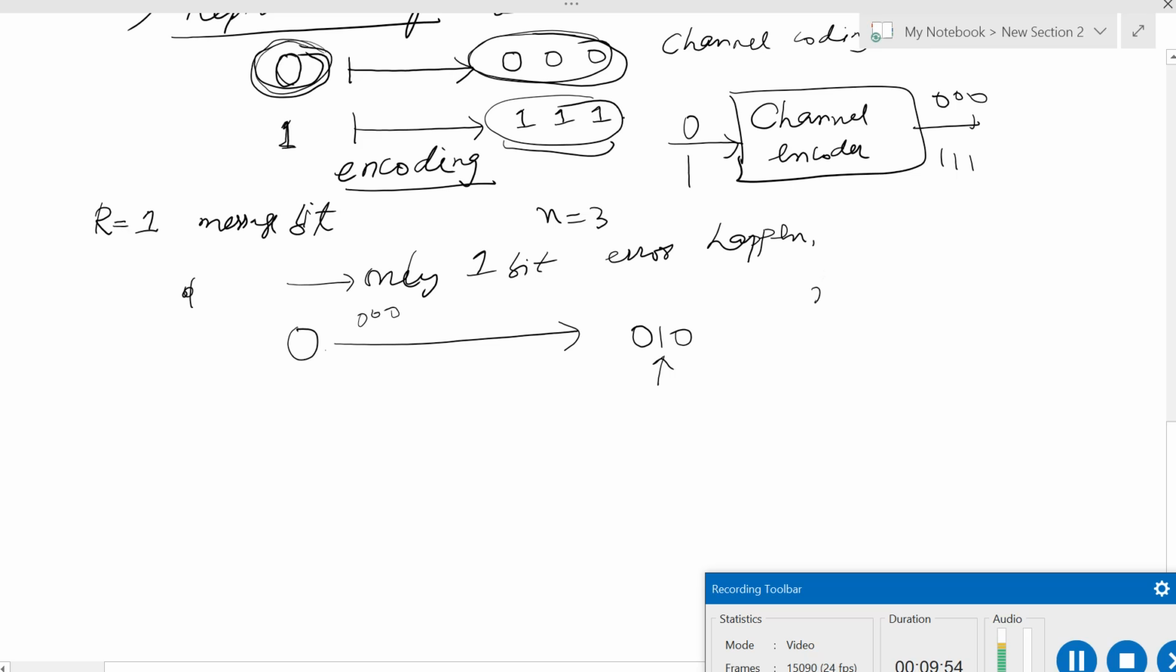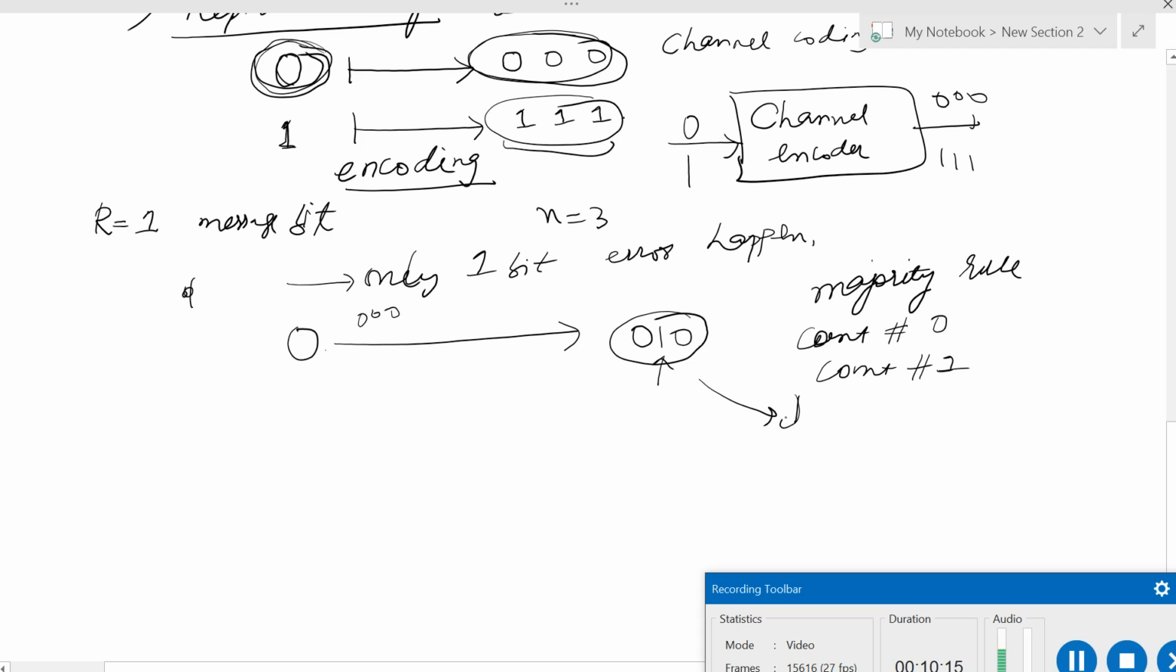So the receiver will use something called the majority rule. But what is the majority rule? The receiver will count the number of zeros and count the number of ones. Whichever is greater, decide in favor of that. So here we see that the number of zeros is 2, the number of ones is 1. So decide in favor of 0.